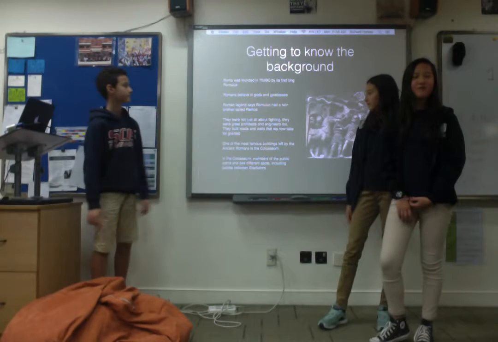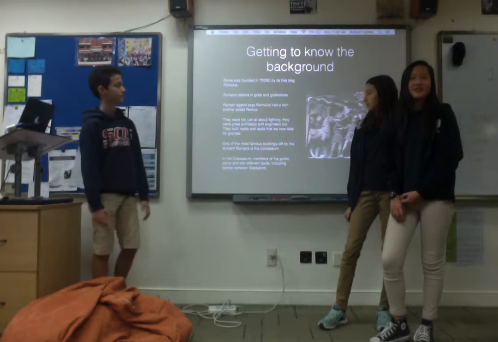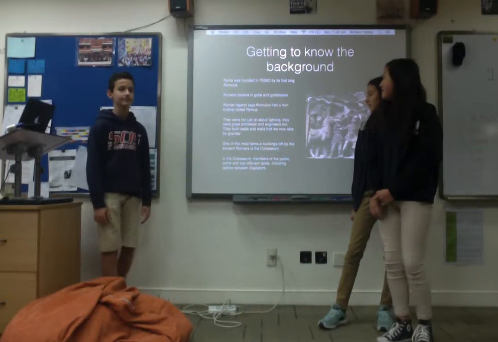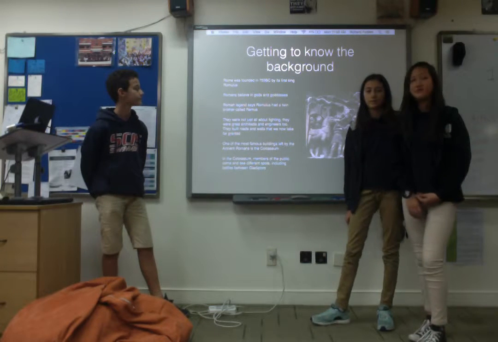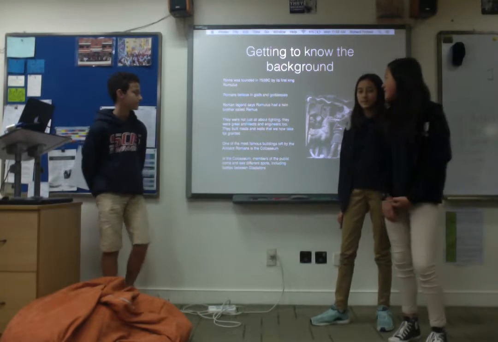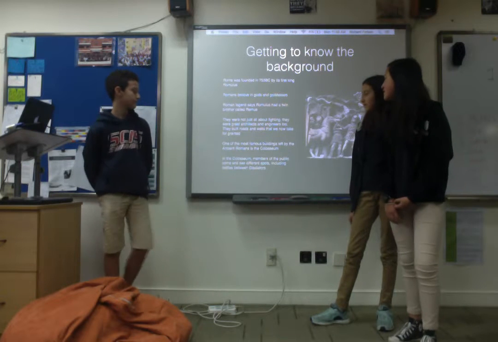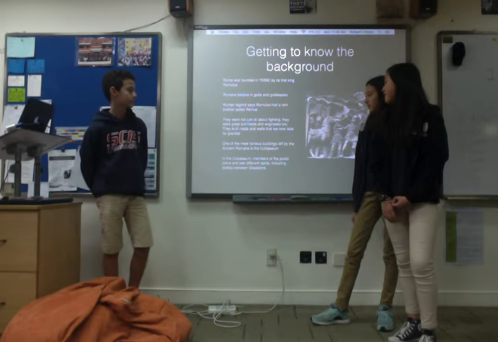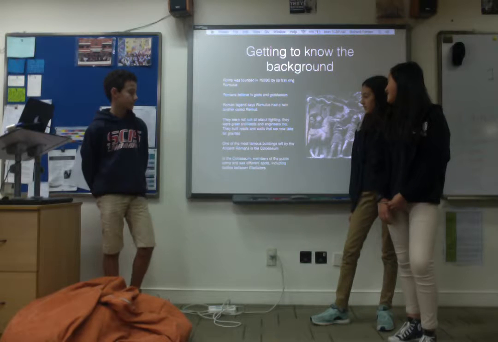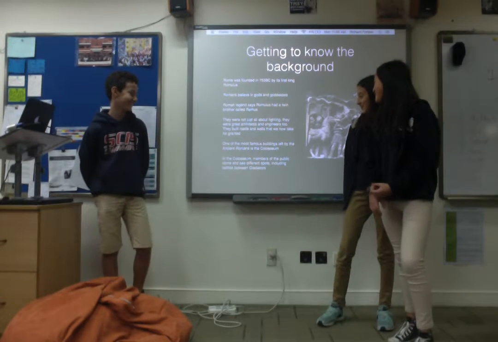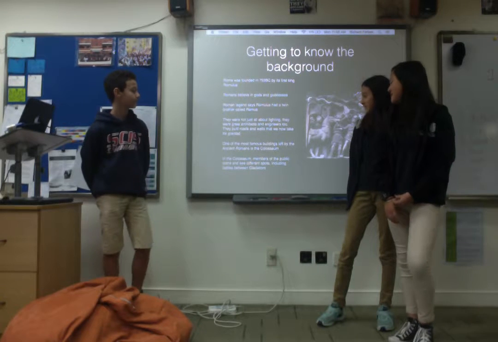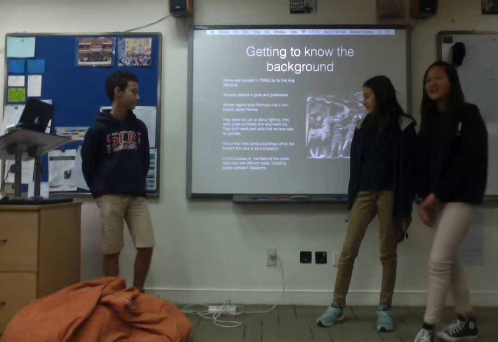When people think about Rome, they usually just think about gladiators and people fighting, but that's not true. They were also great architects and engineers too. They built roads and walls that are now taken for granted. One of the most famous buildings left by the ancient Romans is the Colosseum. In that building, members of the public come to see different sports, including battles between gladiators.